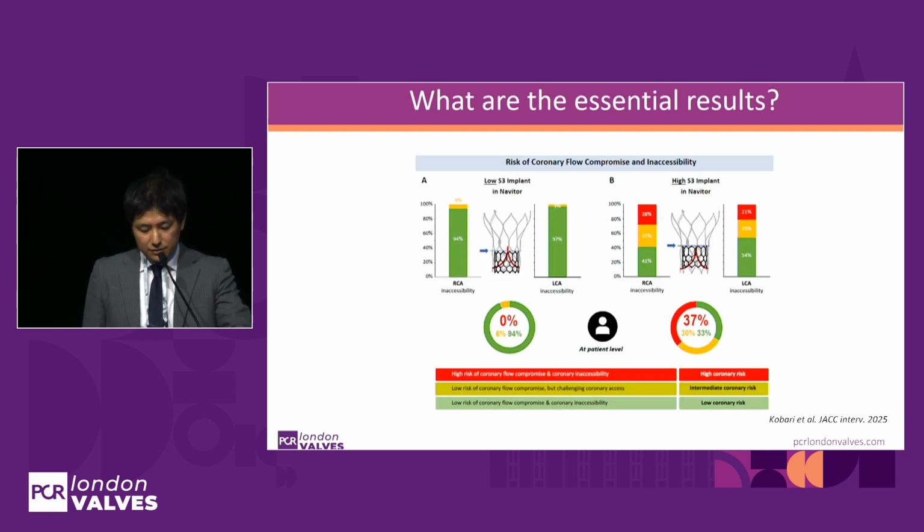So this is the result. When we put the SAPIEN in a low position, no patient is at high risk for redo TAVI. On the other hand, when we put the SAPIEN in a high position, one-third of the patients are at high risk for redo TAVI.